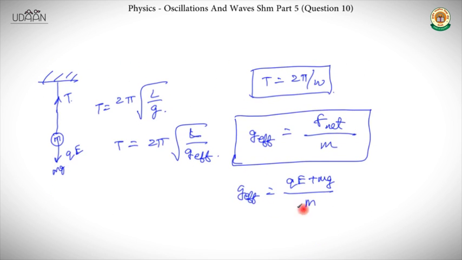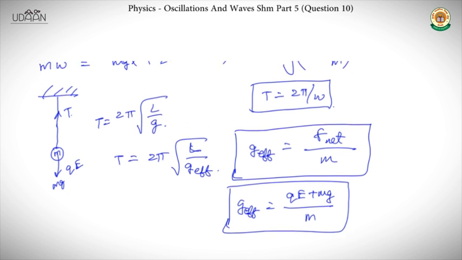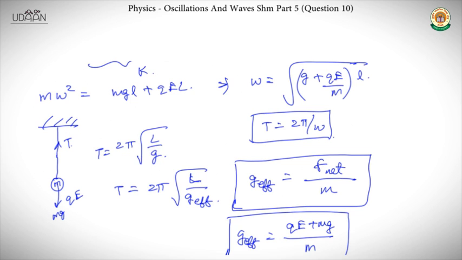I have a question. You're taking G effective. Why aren't you taking M effective? Because in the time period we don't have the M term. So if we take M effective, that doesn't actually affect the time period. Exactly. Instead, let's take the G effective.